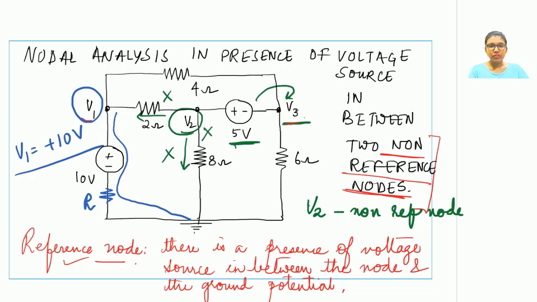Let us check for the node V3. Now, as you can see, V3 has three branches connected to it. There is no presence of a voltage source in the upward direction.